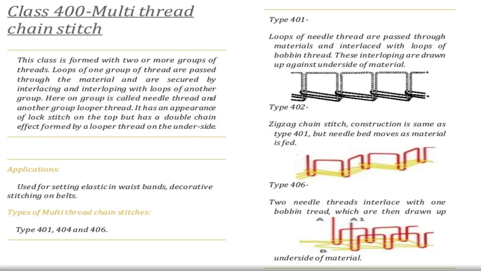Types of multi-thread chain stitches: type 401, 404, and 406. Type 401, loops of needle thread are passed through materials and interlaced with loops of bobbin thread. These interloopings are drawn up against the underside of the material. Type 402, zigzag chain stitch. Construction is the same as type 401, but the needle bar moves as the material is fed. Type 406, 2 needle threads interlace with 1 bobbin thread, which are then drawn up to the underside of the material.